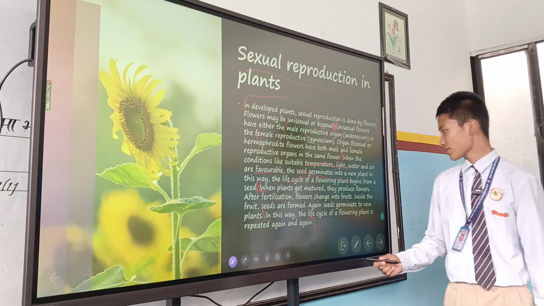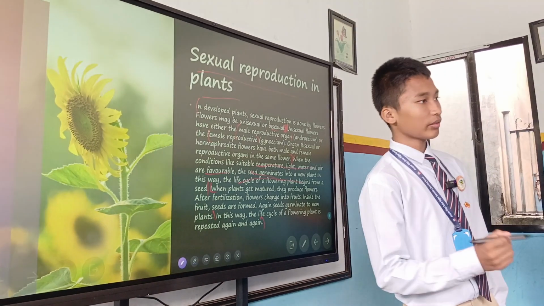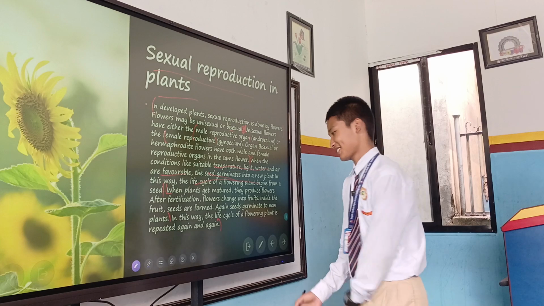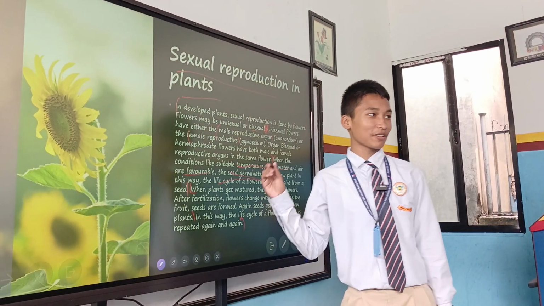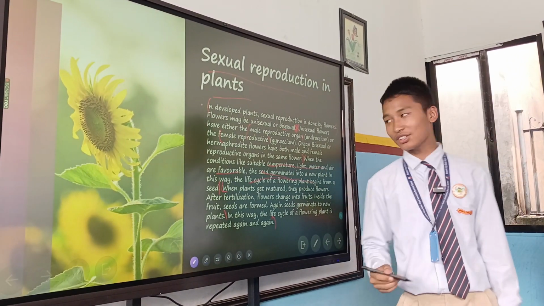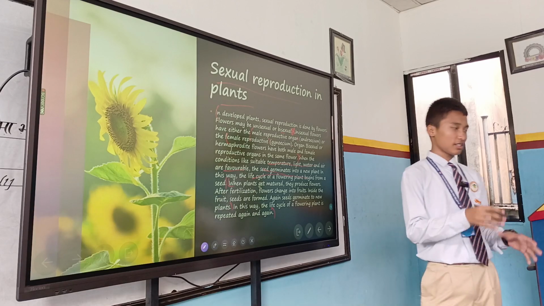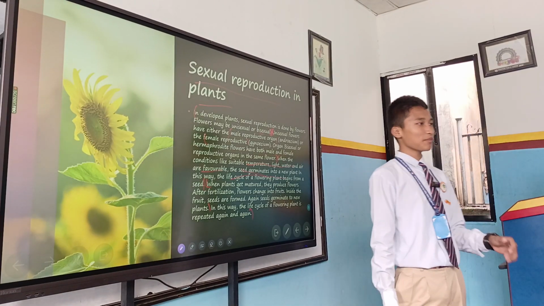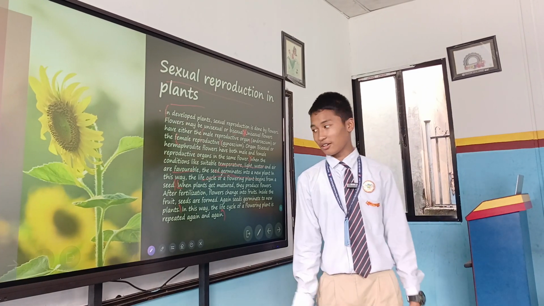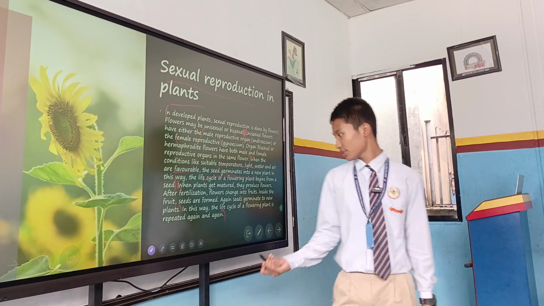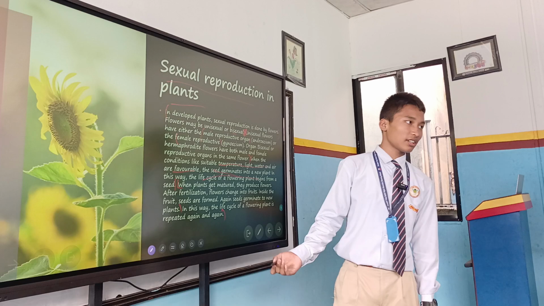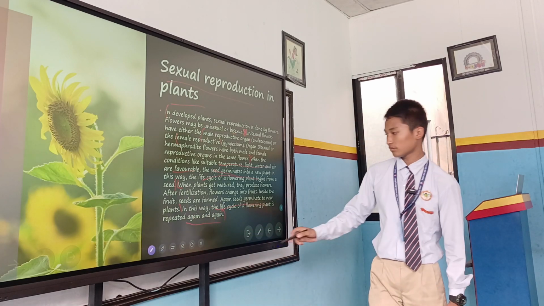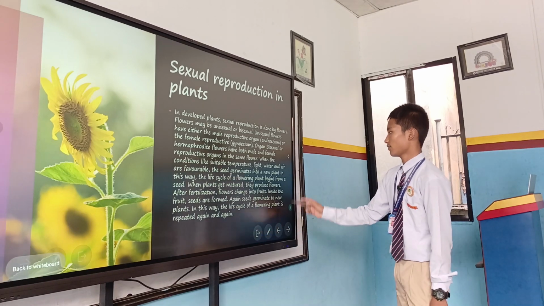When plants get matured, they produce flowers. After fertilization, the flower changes into fruits, and inside the fruits there is a seed, and the seed can be planted again to form a new flower or a new fruit. And in this way, the life cycle of a flowering plant is repeated again and again. It's finished.